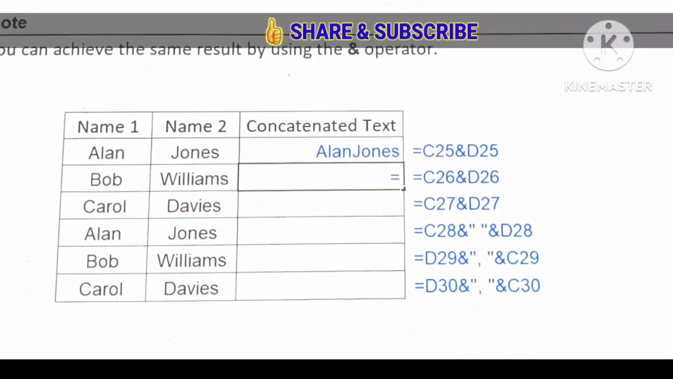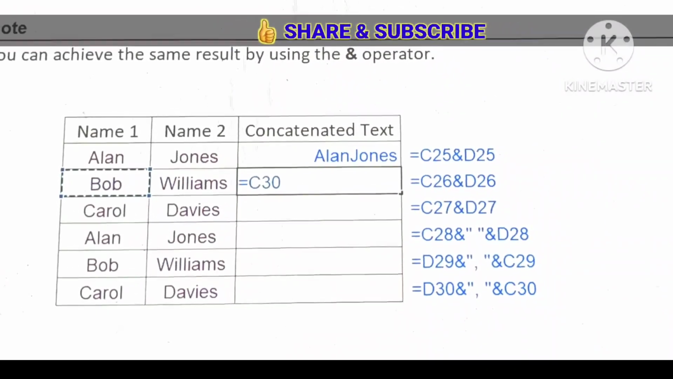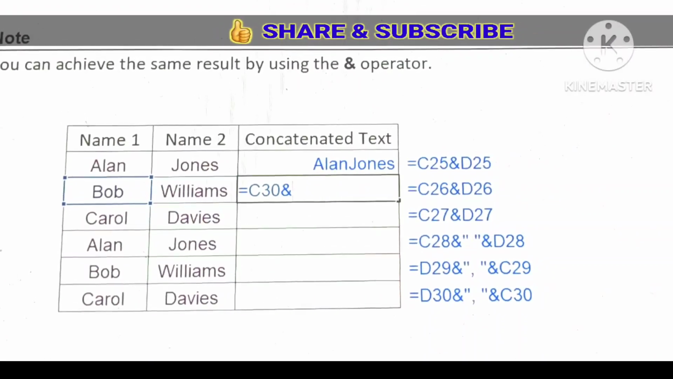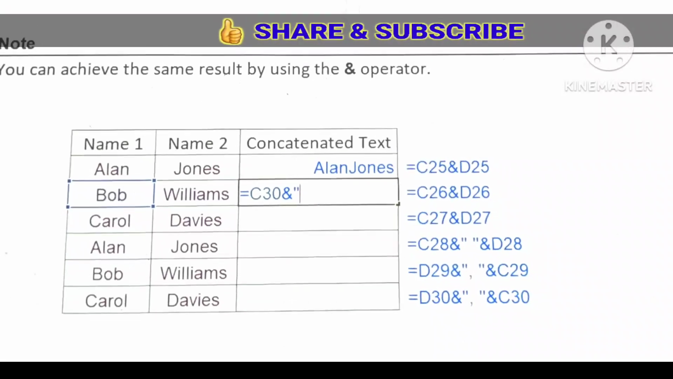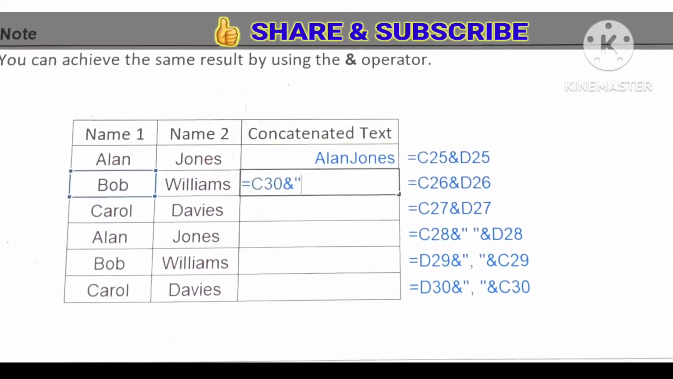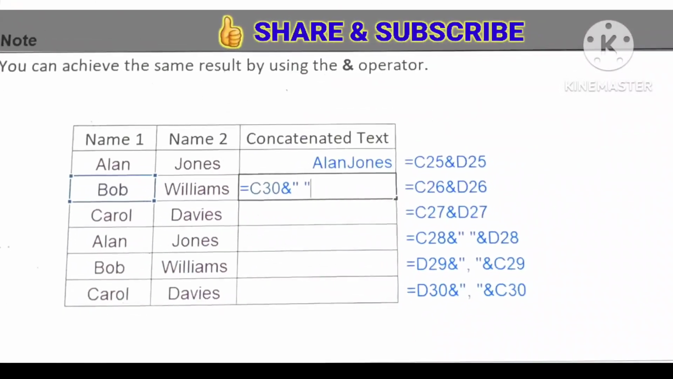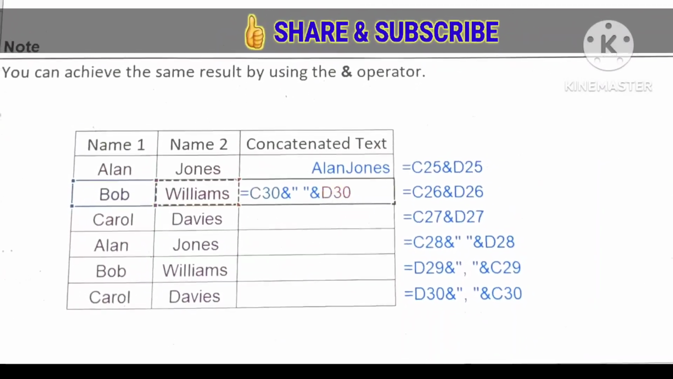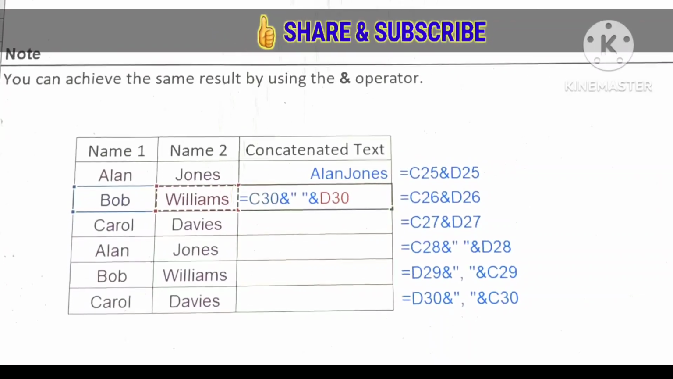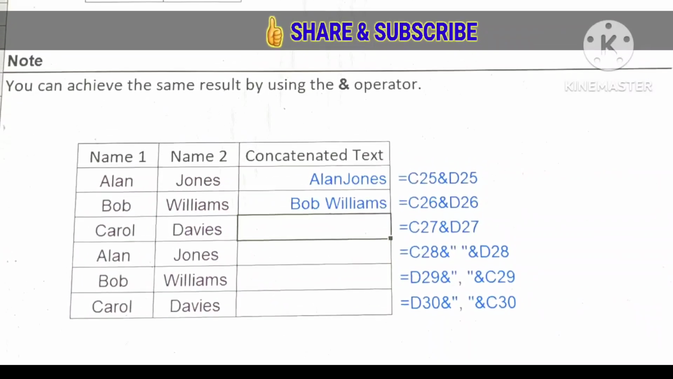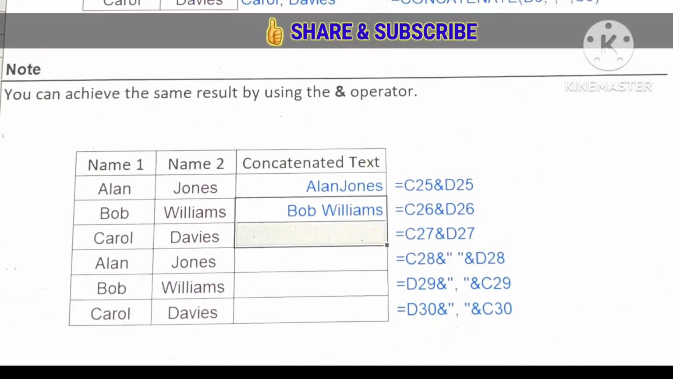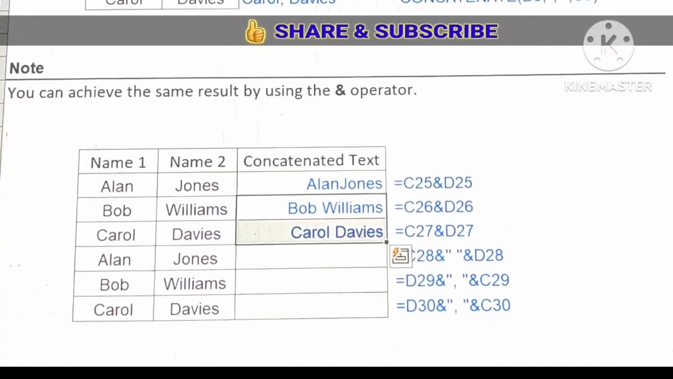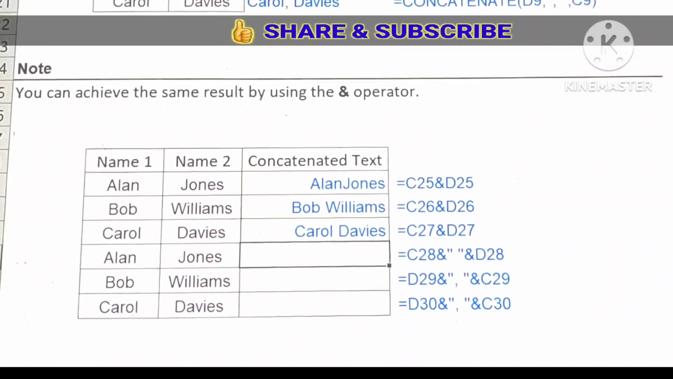So is equal to this Bob, then the AND operator, open the double inverted comma and provide a space between them, and then again the AND operator and the second cell which we want to combine. So here we got the space as well. Now if you copy the same formula down, there is a space. This is how it works.